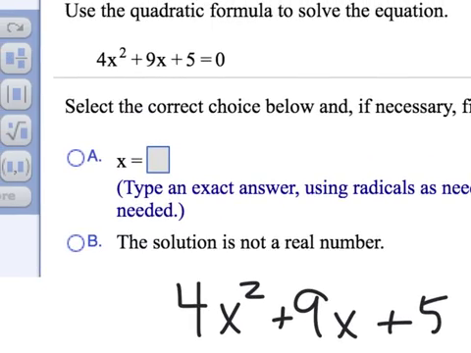So what you're going to do is type in, in no particular order, -1, -5/4. Right? That's what you're going to do. Don't put it in parentheses because it's not an ordered pair. You're just supposed to list out your answers with commas.